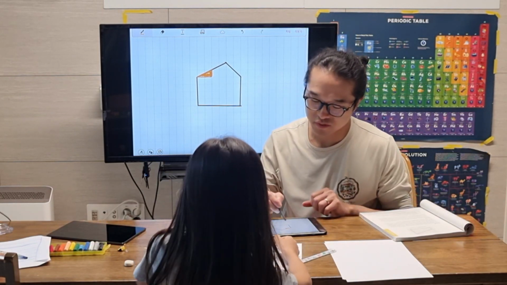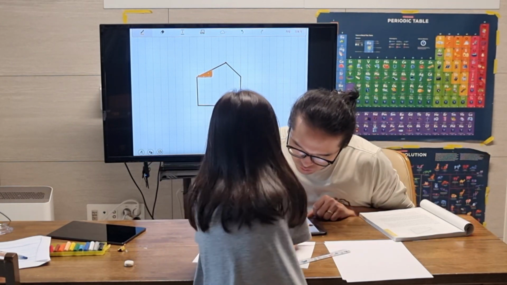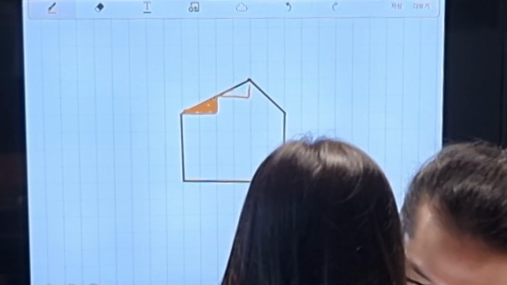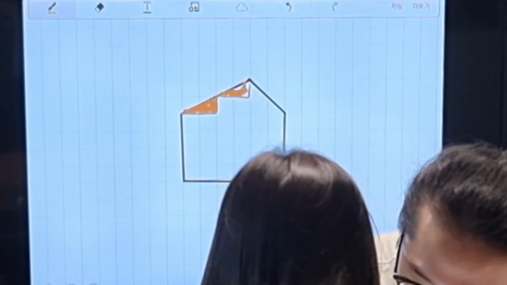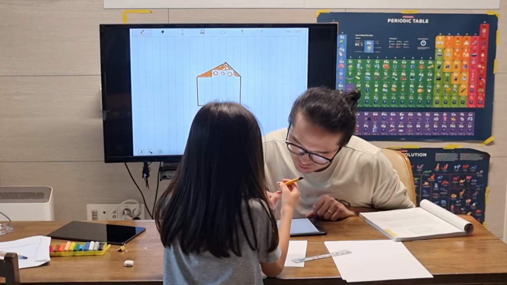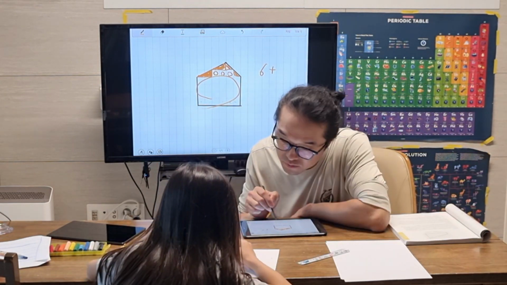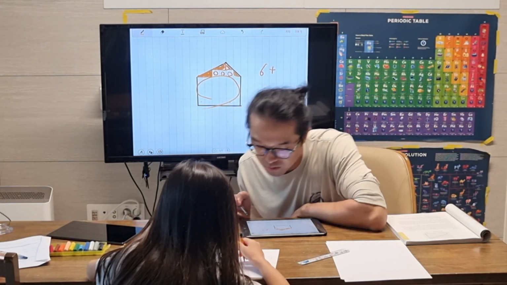Oh, that's good. 1, you mean 1, 2, 3, 4, 5, 6. Then what's the area of this polygon? 6.